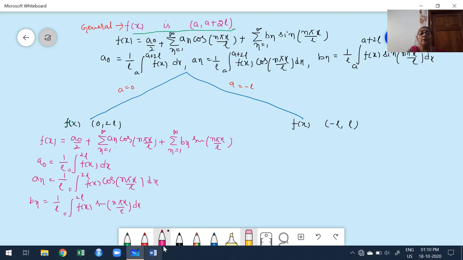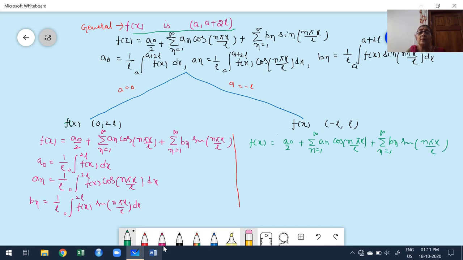Okay. Now, suppose a is equal to minus L, how do we construct the Fourier series for the function here? Better to put a bifurcation line for this. Now, the Fourier series: f of x is equal to a naught by 2 plus summation n ranging from 1 to infinity an cos of n pi x by L, plus summation n ranging from 1 to infinity bn sin of n pi x by L.